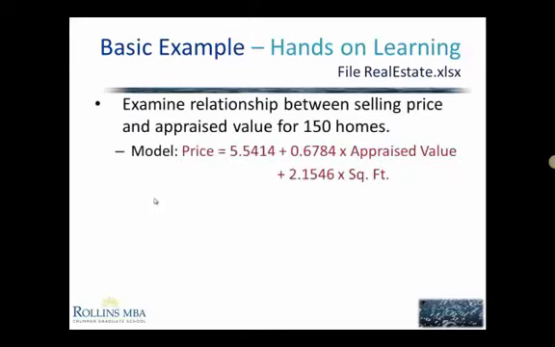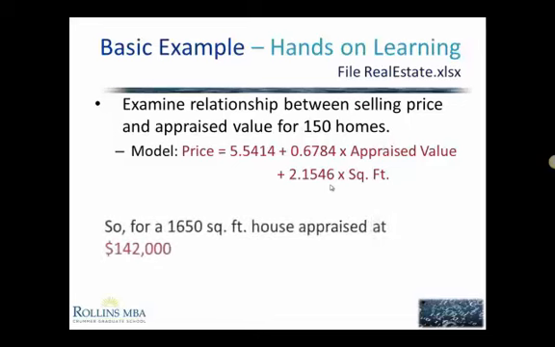So when we take those numbers now from our Excel spreadsheet, our coefficients, we end up with this final model equation that says that price is equal to 5.5414 plus 0.6784 times the appraised value plus 2.15 times the square footage. This becomes our most efficient model.